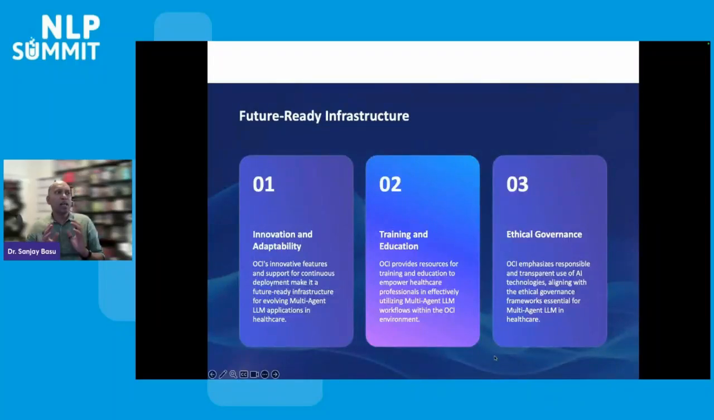Lastly, OCI is a future-ready infrastructure for innovation and adaptability, training and education, and also for ethical governance.